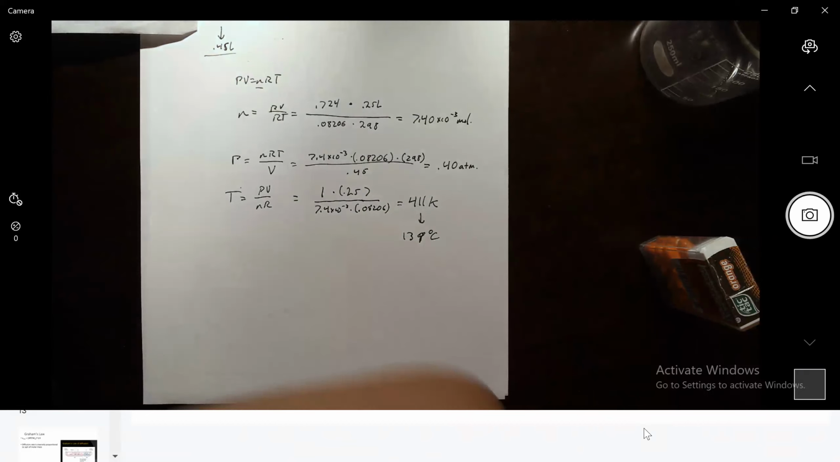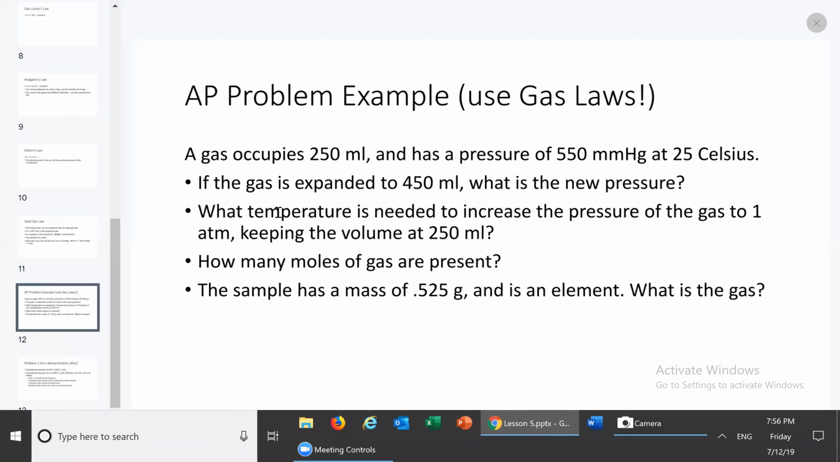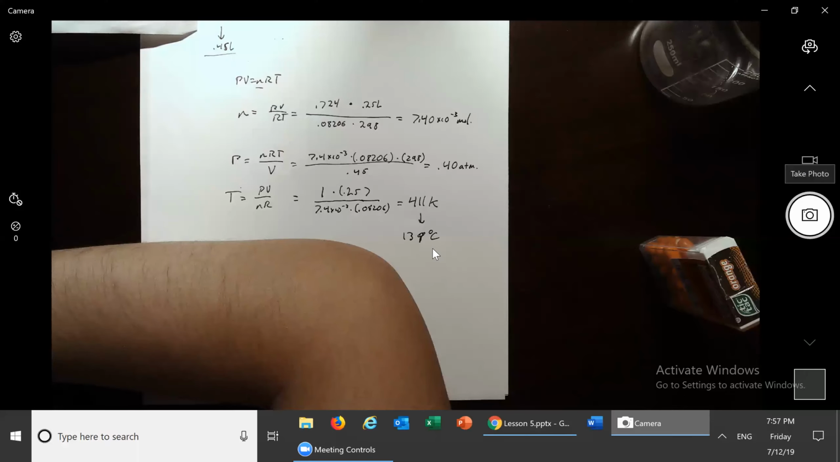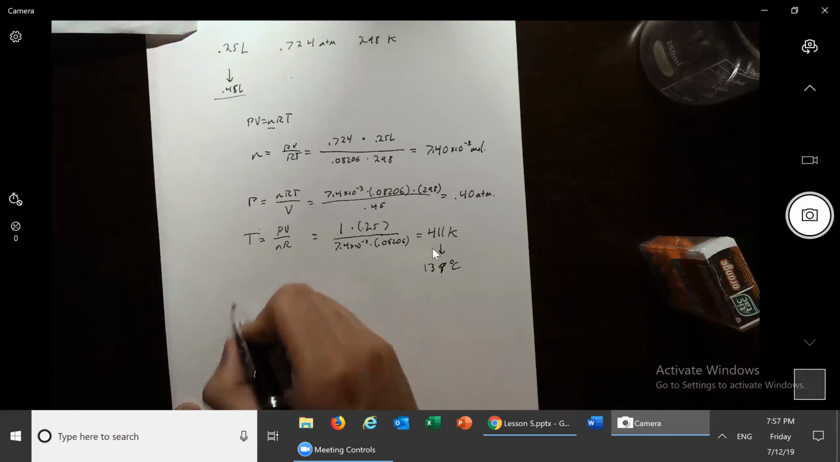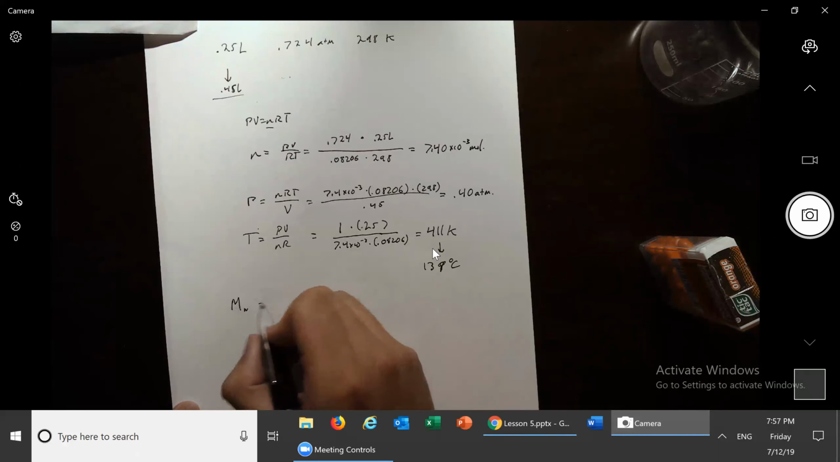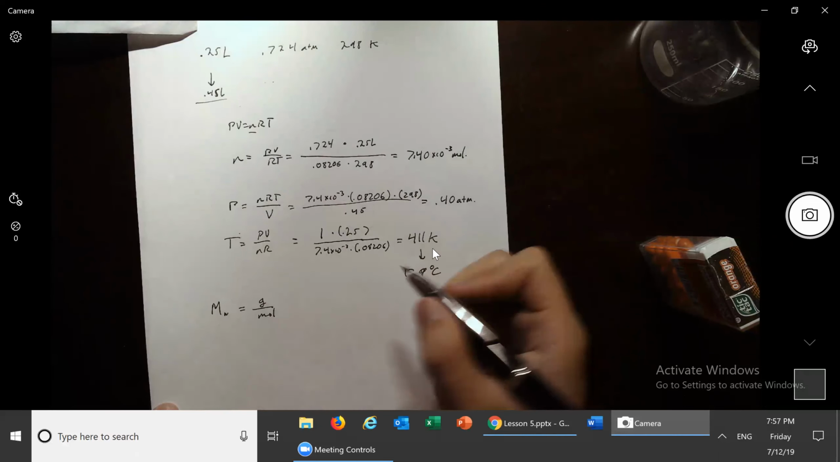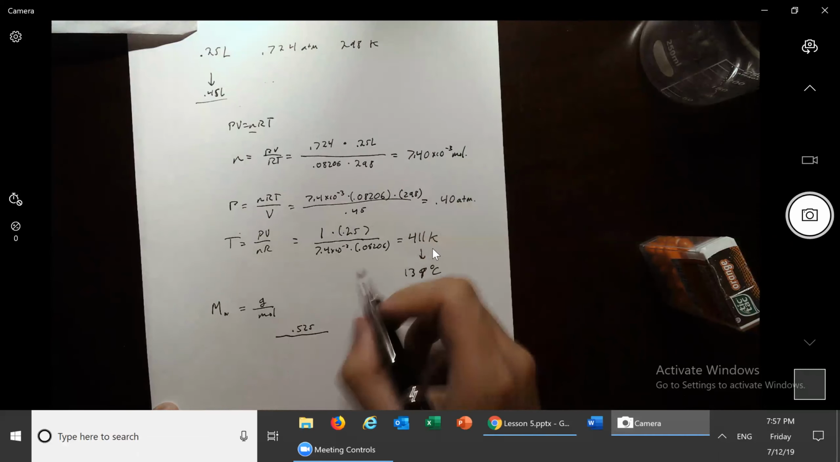Now let's move on to the next part of the problem. How many moles of gas are present? We already solved that. And now the sample has a mass of 0.525 grams, and we need to identify what it is. So how do we do this? The easiest way is to find the molar mass. The molar mass, MW, is the grams per mole. So we need to take the weight, 0.525, divided by n, the number of moles.